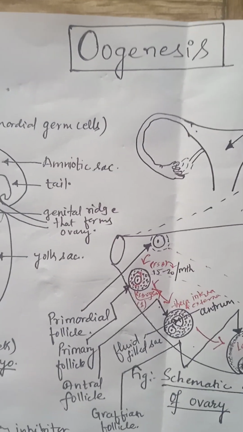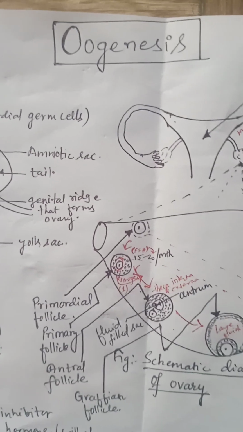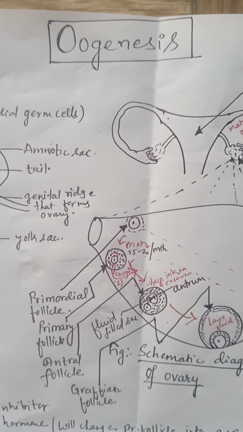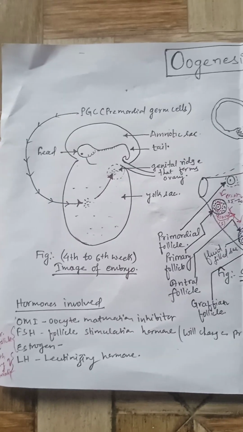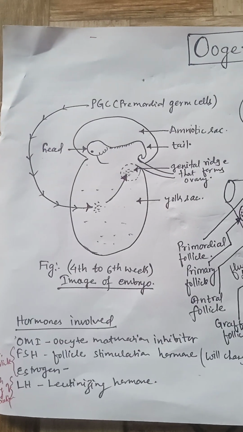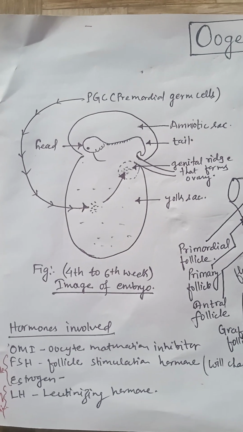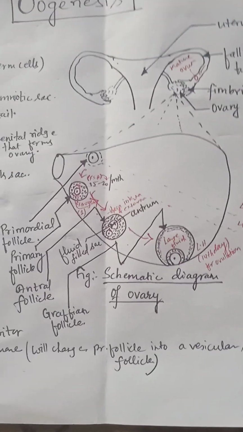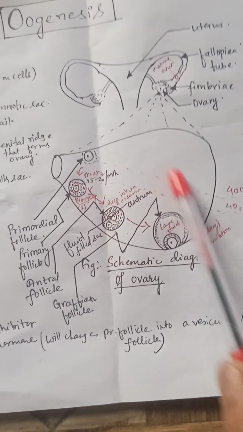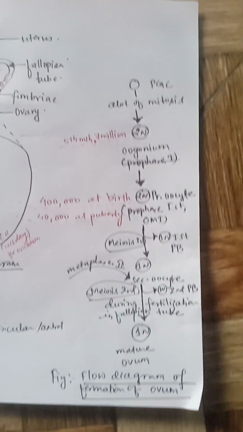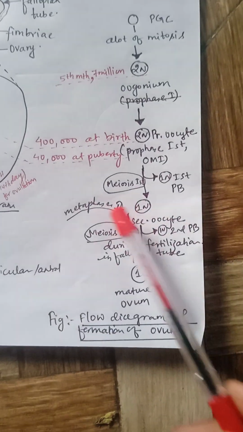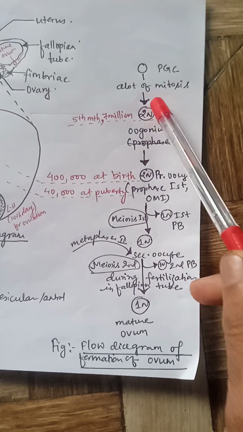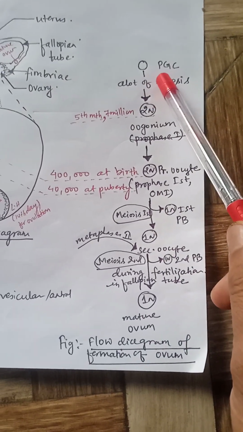So before discussing oogenesis, let us see how the gonad, the ovary, is first of all formed inside the body of a female child. Okay. Here I am focused on three diagrams. The first one is an image of embryos showing 4 to 6 weeks. The next is the schematic diagram of the ovary, and the next is the flow diagram of the formation of the mature ovum right from the stem cells, or let us say primordial germ cells.